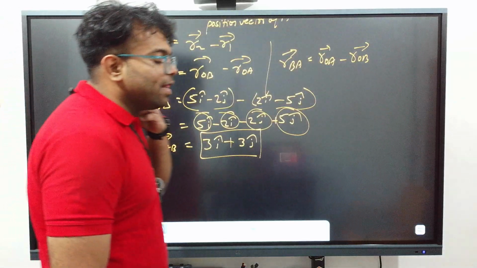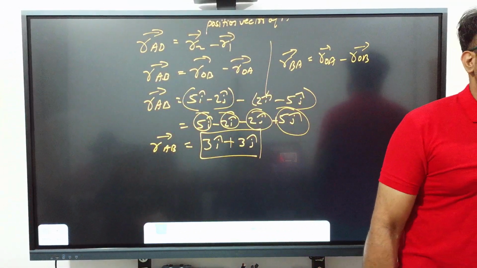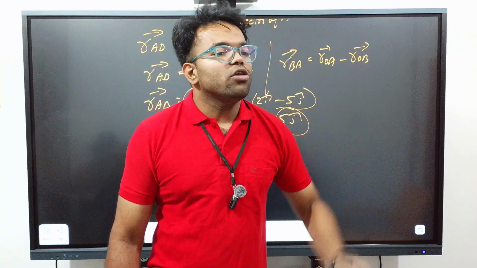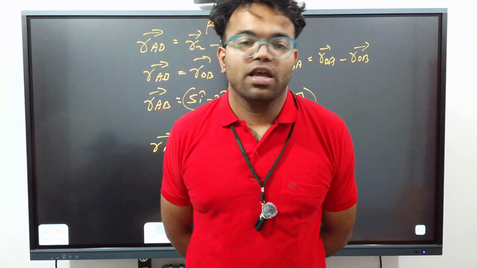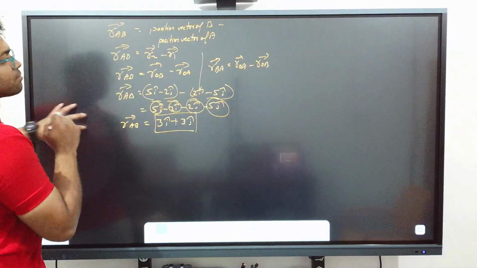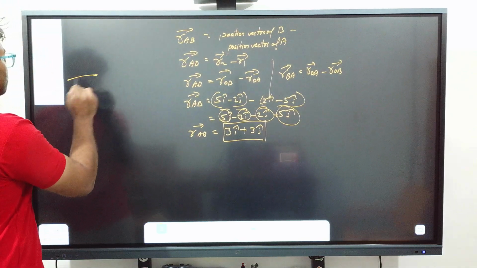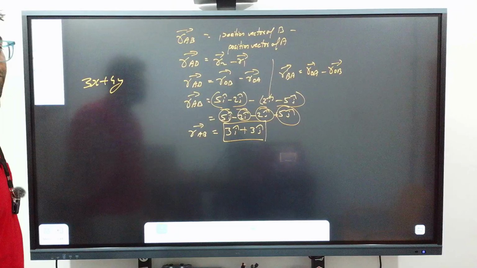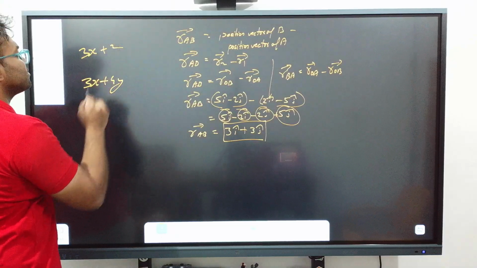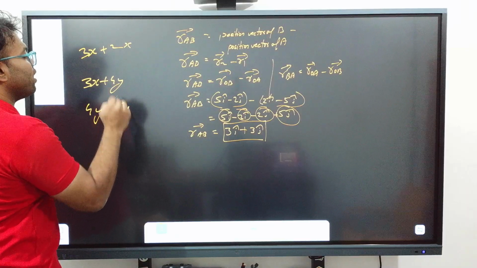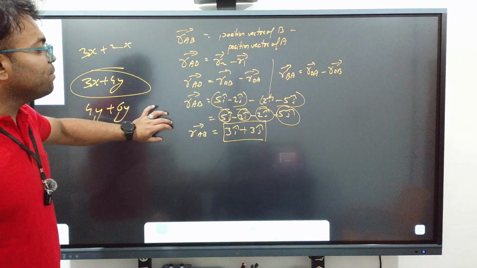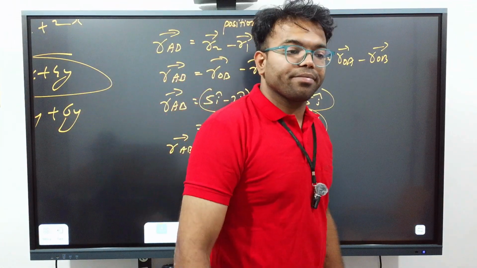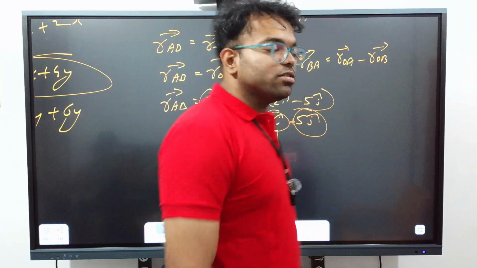You are not going to add the i component with the j component, because you cannot do that. They are in two different directions. They are representing two different values. Just like you cannot add 3x plus 4y. You can add 3x plus 2x and 4y plus 6y, but you cannot add 3x plus 4y. Similarly, you can add i and i, j and j, but you cannot add i and j. Okay, understood this part?